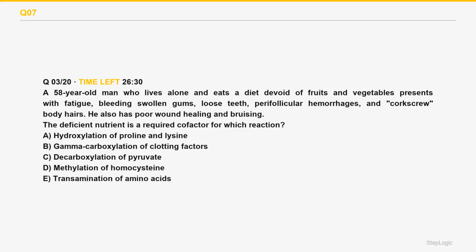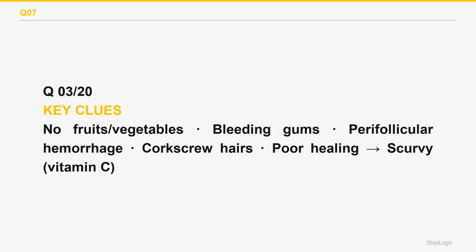Poor diet, bleeding gums, perifollicular hemorrhage, corkscrew hairs, poor wound healing, scurvy, vitamin C deficiency. Vitamin C, ascorbic acid, is the required cofactor for prolyl and lysyl hydroxylase, the enzymes that hydroxylate proline and lysine residues during collagen synthesis. This hydroxylation is essential for the cross-linking and stability of the collagen triple helix. Without vitamin C, the body produces weak, defective collagen.